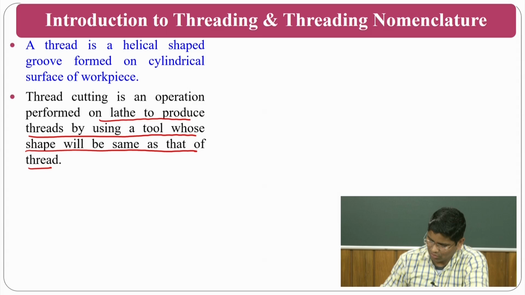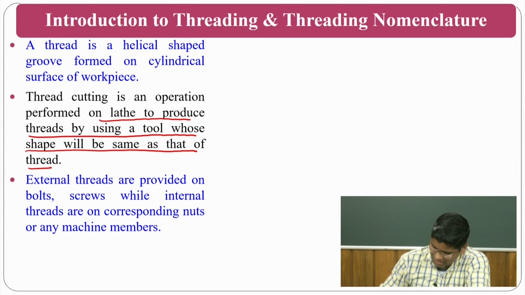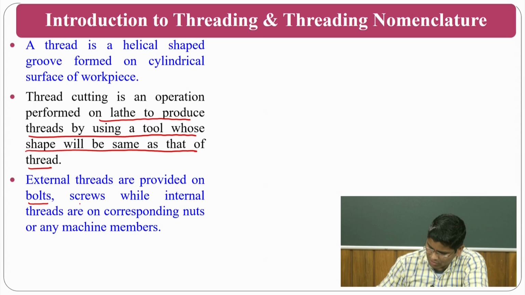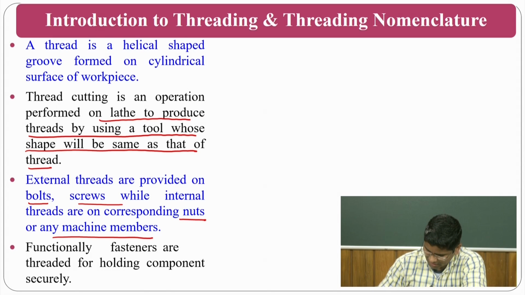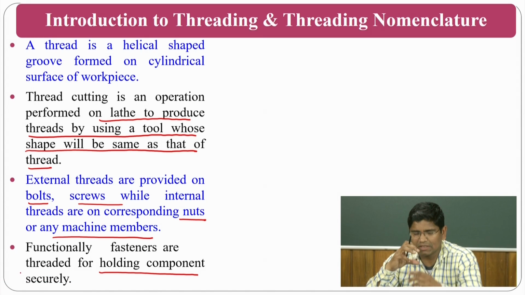Assume that I want to make a thread shape, so you have to have a similar type of shape on the tool also. External threads are provided on the bolts and screws, while the internal threads are incorporated on the nuts and any other machine members. These are the two varieties. The functionality of threaded fasteners is holding the component. If I want to hold a component, for that purpose these threaded components are used.